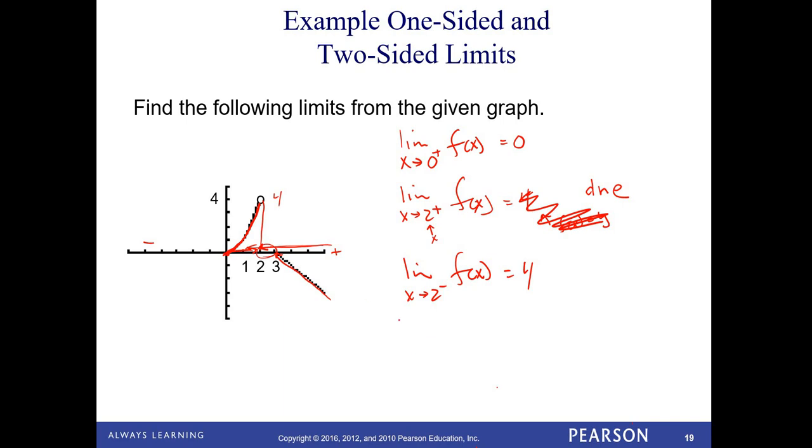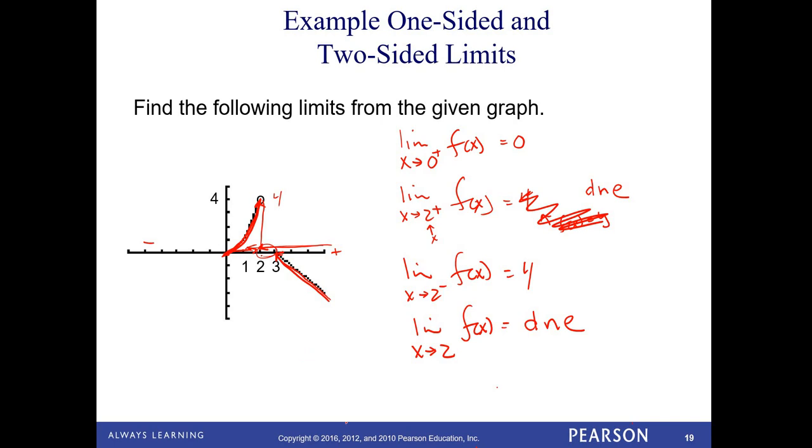Let's try 2 more. Let's see if I can get them right. The limit as x approaches 2 of f of x. You notice there's no sign here. That means I'm getting closer to 2 from the left and from the right, and I am not approaching any particular number. From the left, it's way up at 4. From the right, there's nothing there at all. So this again does not exist.